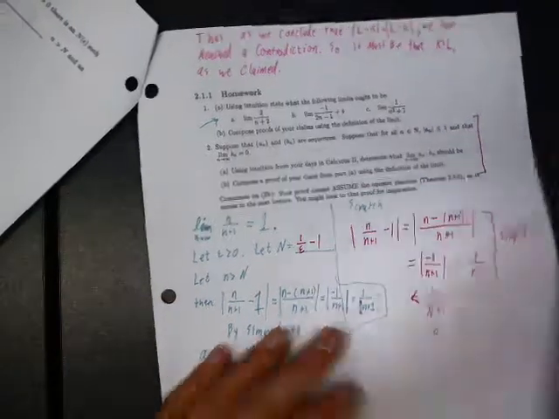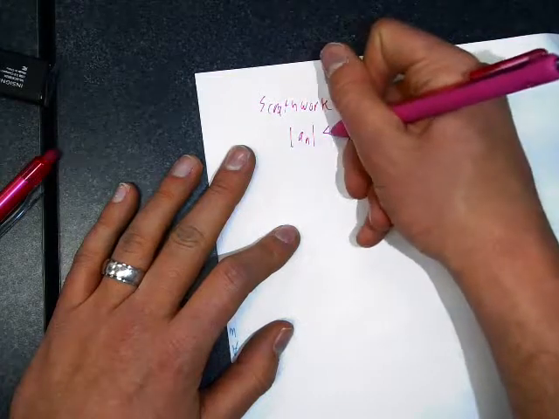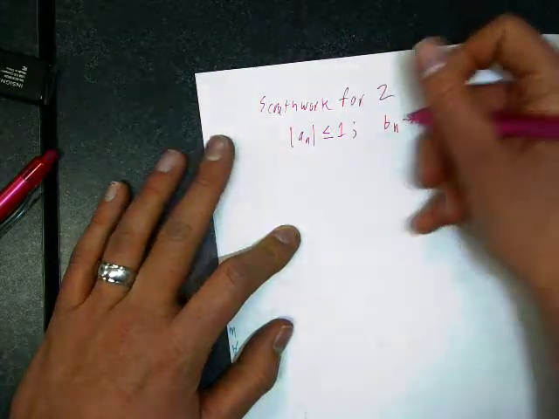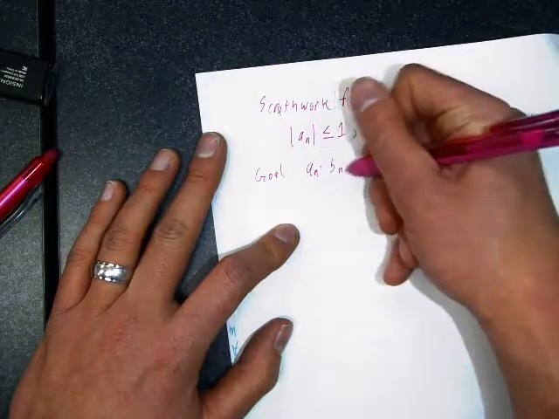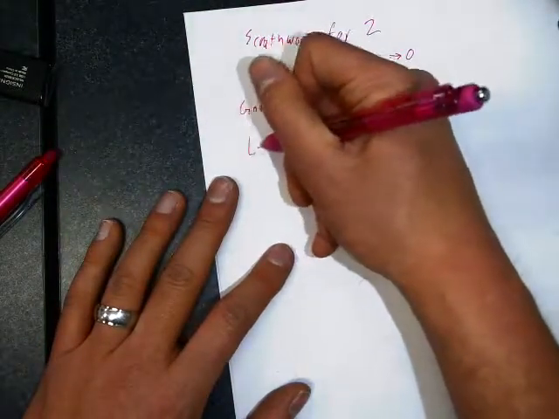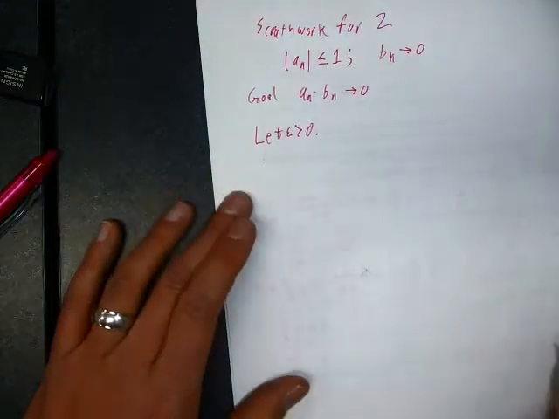So I'm going to list the assumptions. I know that the absolute value of a_n is less than or equal to 1. I know that b_n converges to 0. My goal is that a_n times b_n converges to 0. I'll give you how it should start. Let epsilon be bigger than 0. Next, come up with a choice of big N.